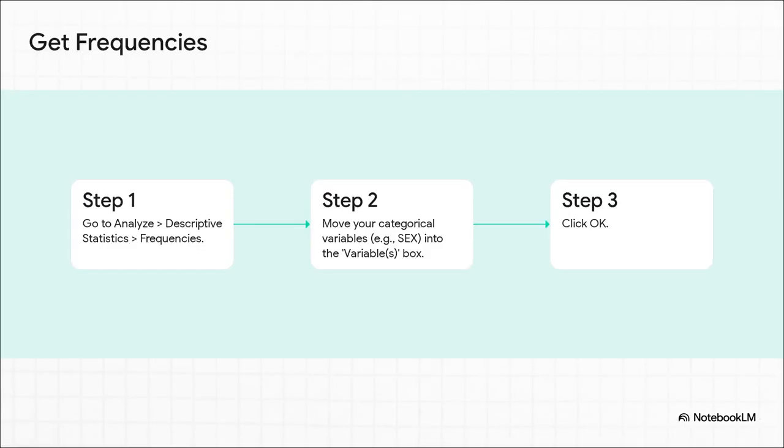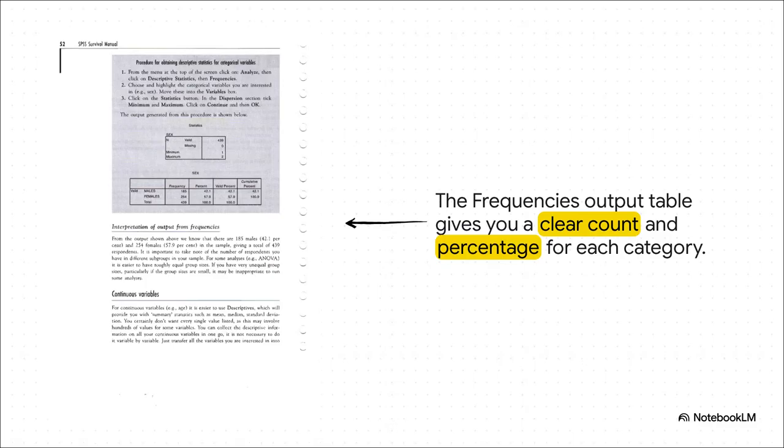For our categorical variables, that first checkup is super simple. We basically just want to count how many people fall into each group. In SPSS, we use a procedure called frequencies, and it's as easy as it sounds. You just go to Analyze, then Descriptive Statistics, then Frequencies, and you pop your variable right into the box. And boom, the output table gives us exactly what we're looking for. In this sample data, we can see right away that we have 185 males, which is 42.1% of the group, and 254 females, making up the other 57.9%. Simple, clear information about our participants.